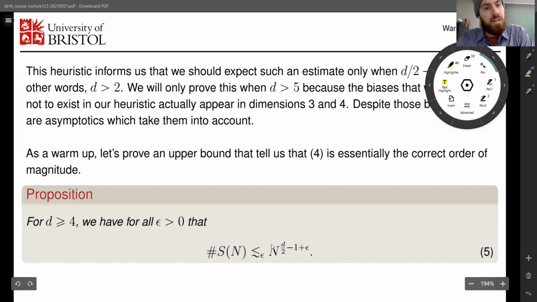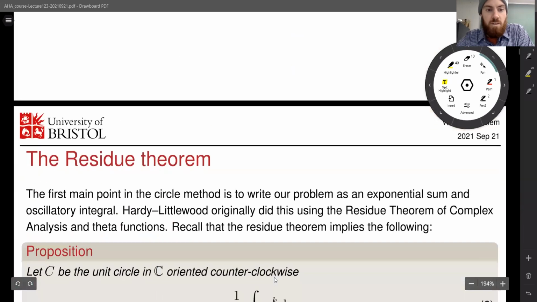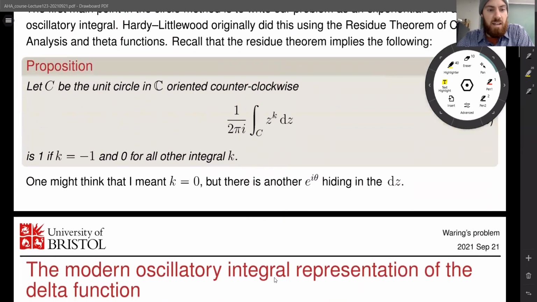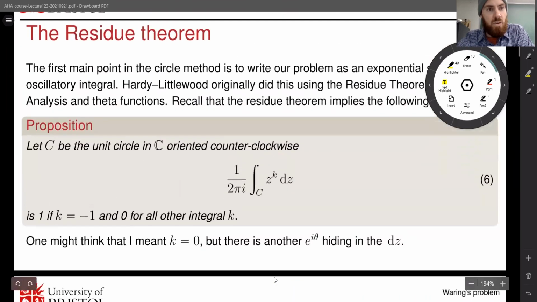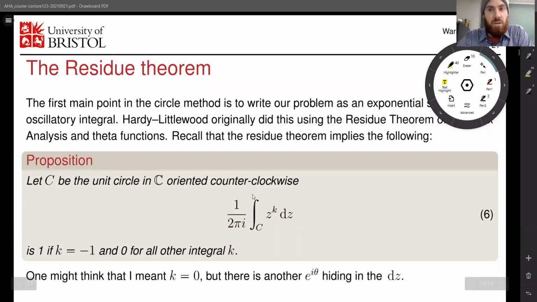So if it was growing like the area of the sphere, then you would expect d minus 1, or in this case, n to the d over 2 minus 1/2. But it's actually appreciably smaller, the number of integer points, right? As we've already seen by a very simple divisor bound. So again, one of the key insights in Hardy and Littlewood's work was that you can rewrite the integer points as summing up a bunch of delta functions and evaluating it.